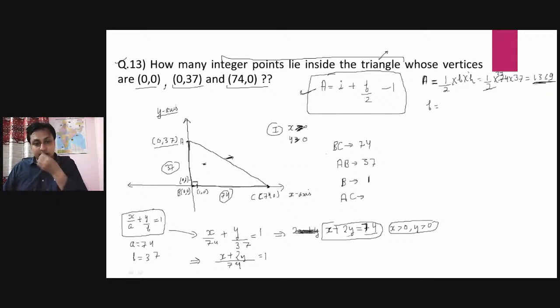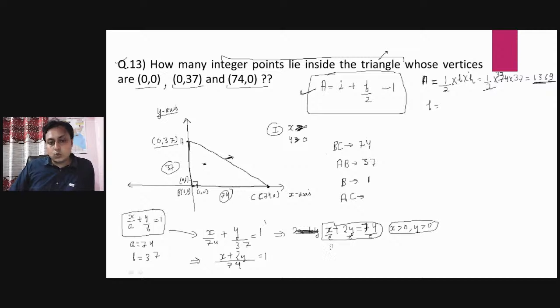is an even number, 2y is an even number, so this x should be even, because even plus even is even, right? Because 2y is even. x equals 0 we have already considered, this point A.